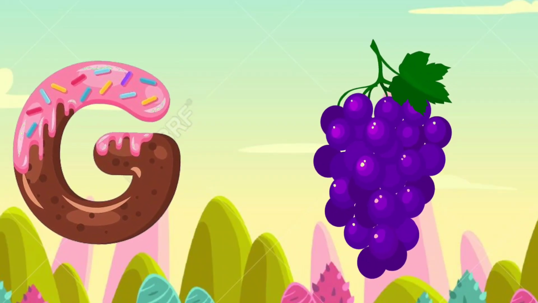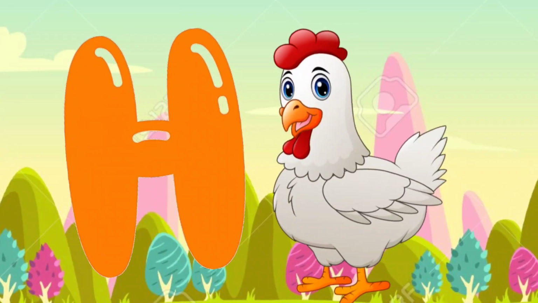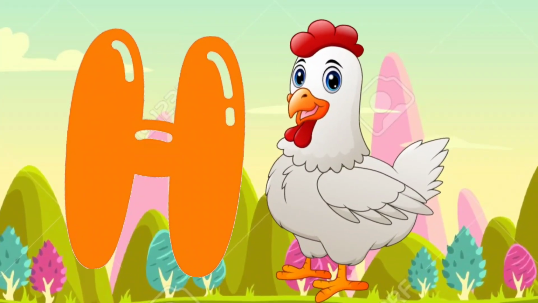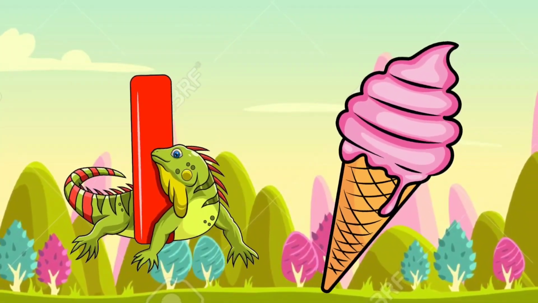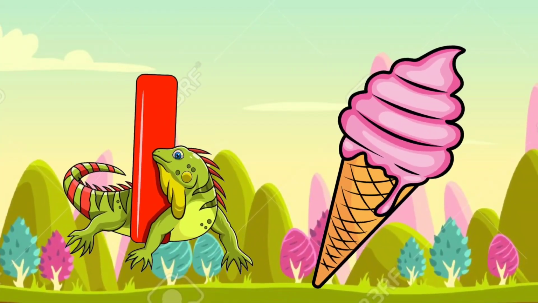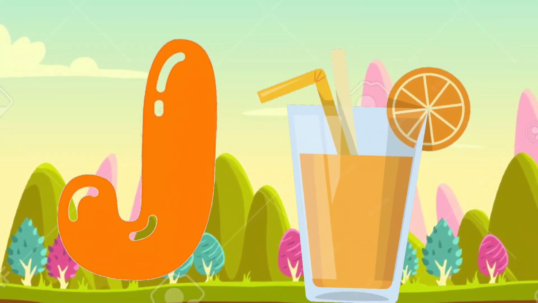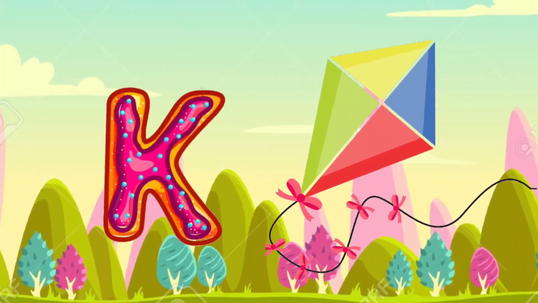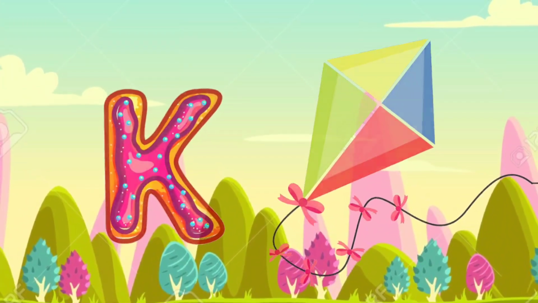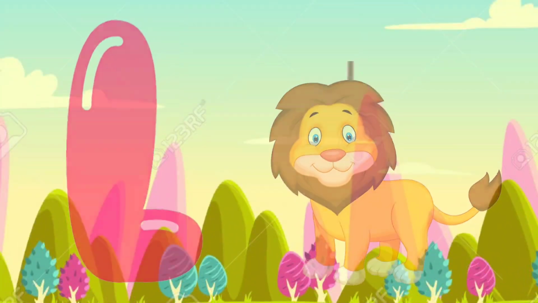Z is for grapes. H is for hen. I is for ice cream. J is for juice. K is for kite. L is for lion.